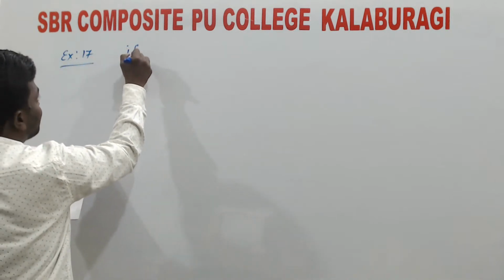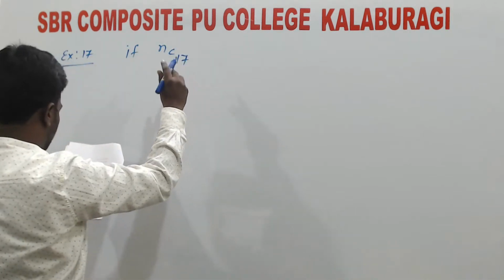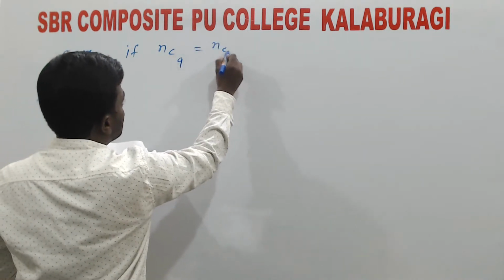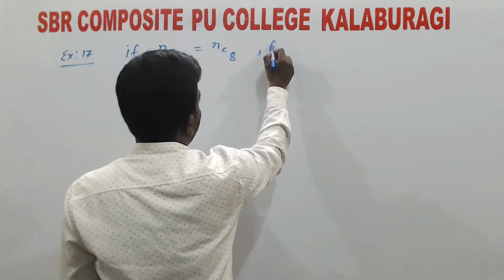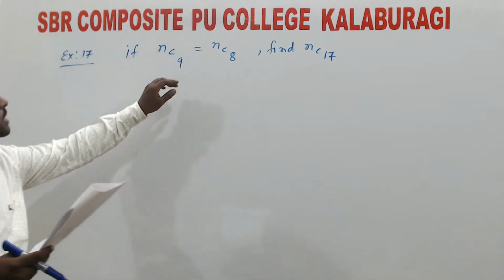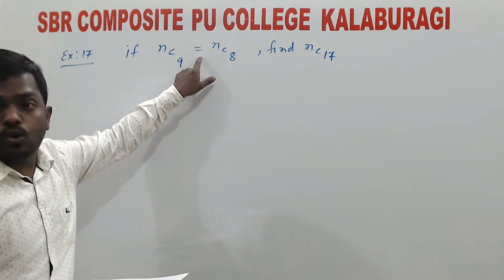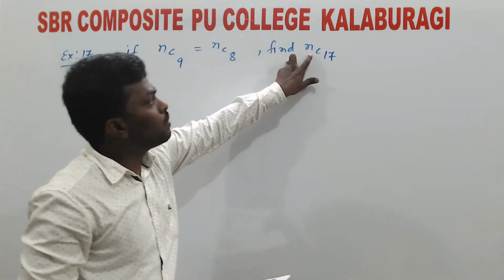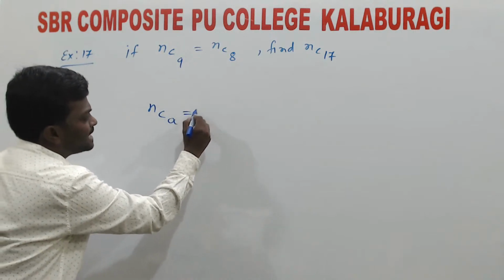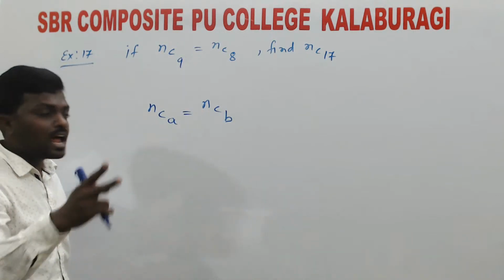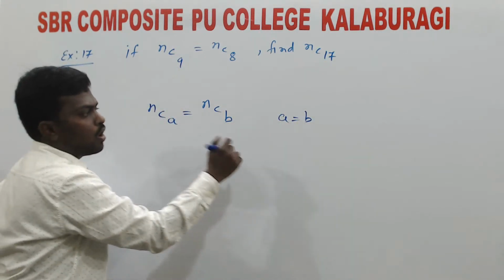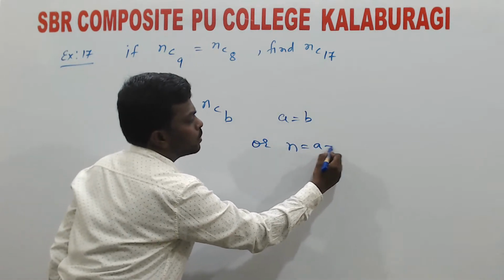Example 17: if nC9 is equal to nC8, find nC17. Okay, the question is, if nC9 is equal to nC8, find what is nC17. So just now we have seen, if nCa is equal to nCb, there are two cases. Either a and b should be equal, or n is equal to a plus b.